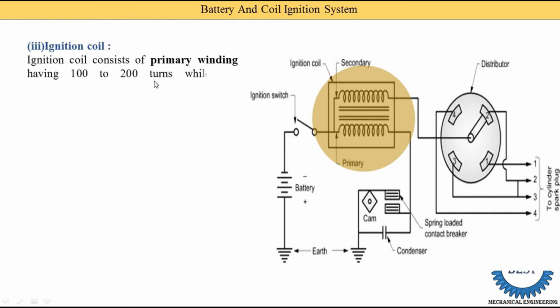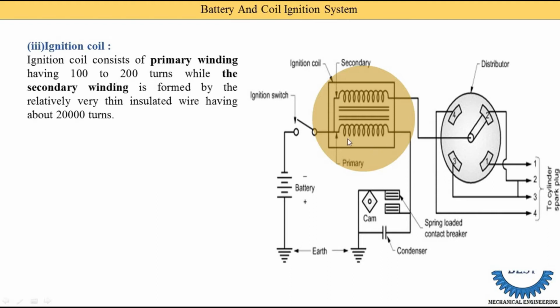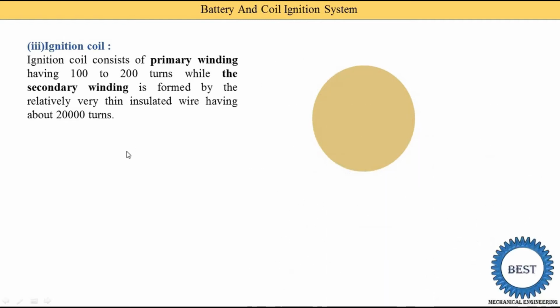The ignition coil consists of a primary winding having 100 to 200 turns. Here in the figure you can see the different turns in this primary winding. So these are 100 to 200 turns. The secondary winding is formed by relatively very thin insulated wire having about 20,000 turns. That means it is 100 times more than the primary winding: 200 turns on the primary winding, then 20,000 turns on the secondary winding.